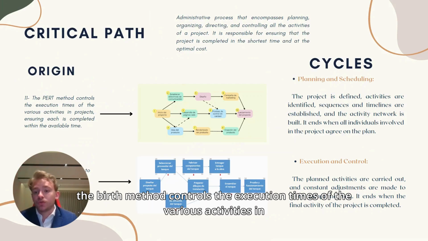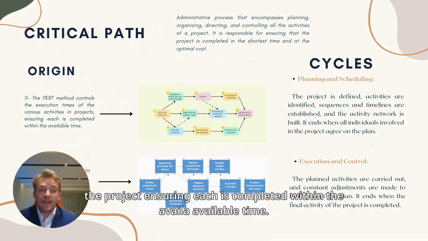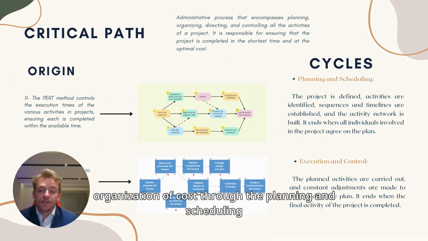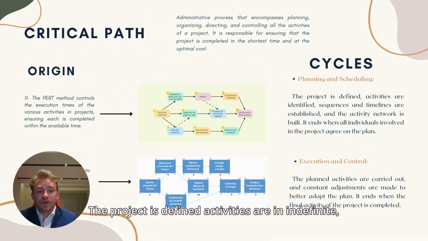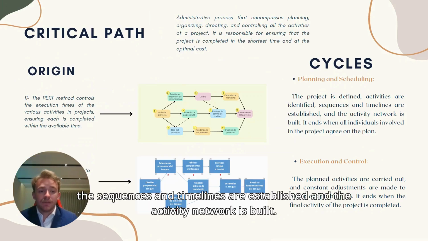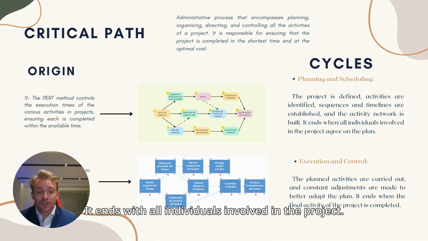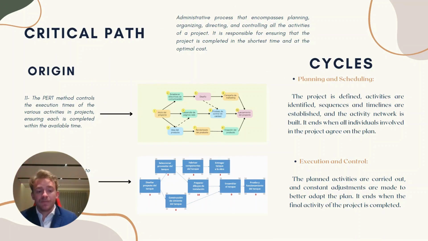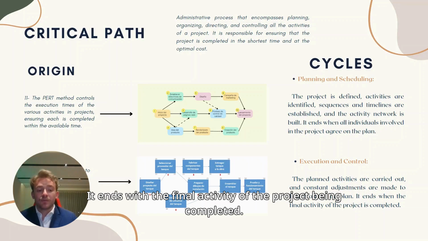The PERT method controls the execution times of the various activities in the project, ensuring each is completed within the available time, while the CPM method aims at the control and optimization of cost through the planning and scheduling cycles. In planning and scheduling, the project is defined, activities are defined, the sequences and timelines are established, and the activity network is built. It ends with all individuals involved in the project agreeing on the plan and the execution control. The planned activities are carried out with constant adjustments made to better adapt the plan. It ends with the final activity of the project being completed.